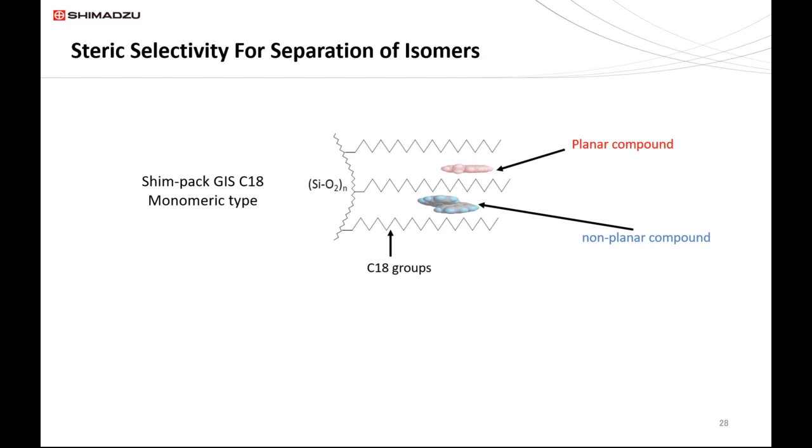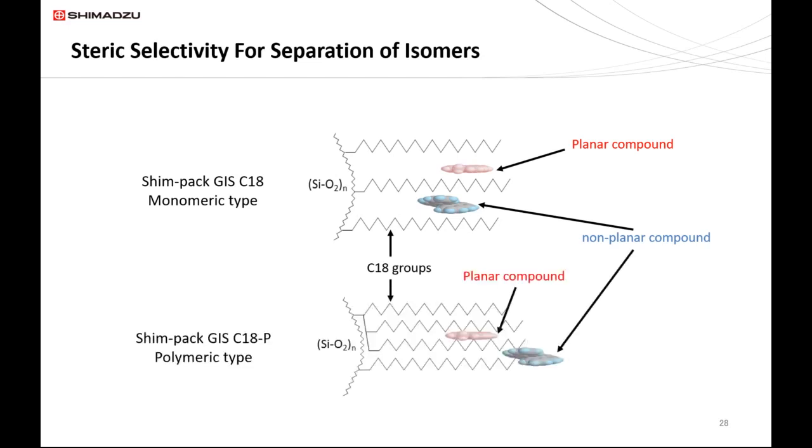In polymeric bonded C18 columns, such as the Shim-pack GIS C18P column, each silicon atom is bonded with more than one C18 group. So there is smaller space between the C18 alkyl chain. Planar molecules are able to slide in between this small space and interact with the phase, while non-planar molecules would have more difficulty entering these small spaces and will thus experience lesser interaction. This creates the effect of steric selectivity that can help with separation of compounds with very similar hydrophobicity.